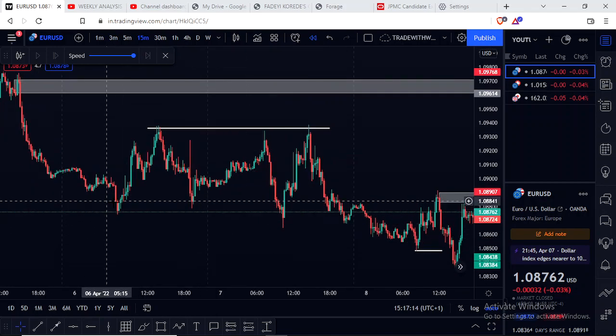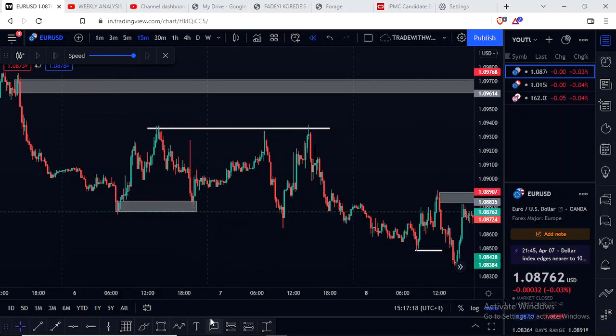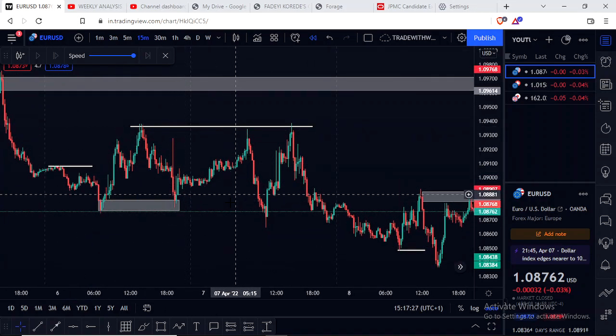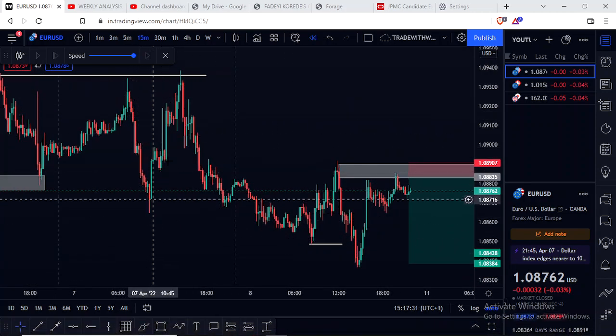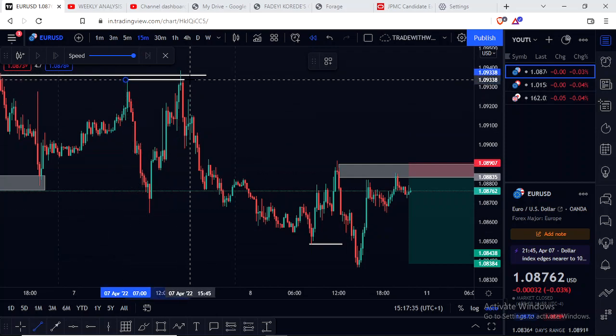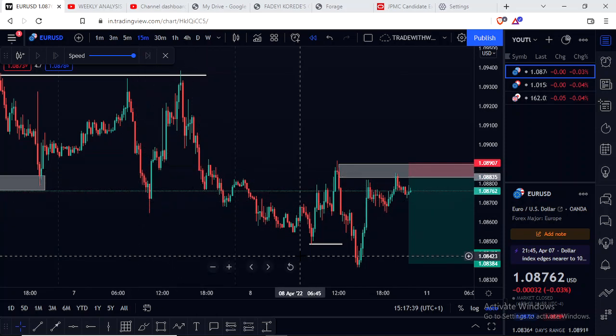You can see here, we got this demand zone, structure here, and there was opportunity to go long. So those are minor zones you can work with. There was no break of structure here. There was no break of structure here. There's no break of structure. So I won't take this as a valid demand zone, you understand?